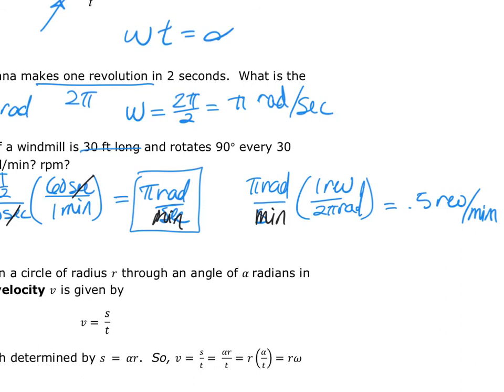Are there any questions on that? So 2 pi radians per minute is not how many revolutions you have to do that? Yep, you still have to do that last conversion.